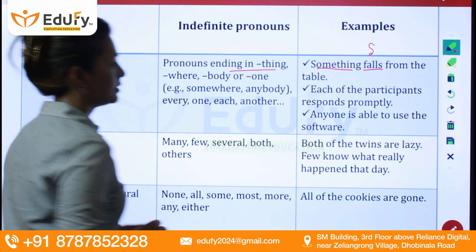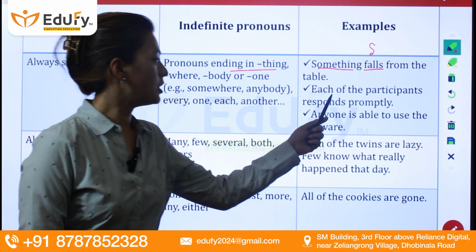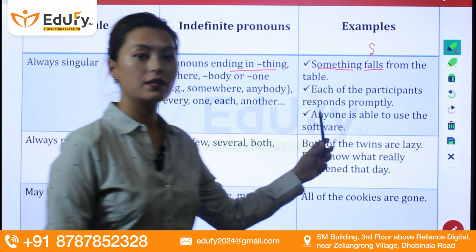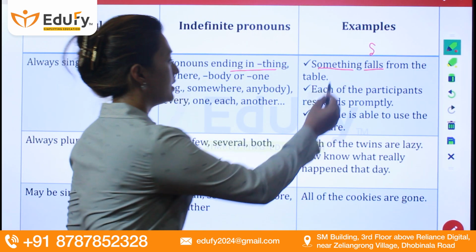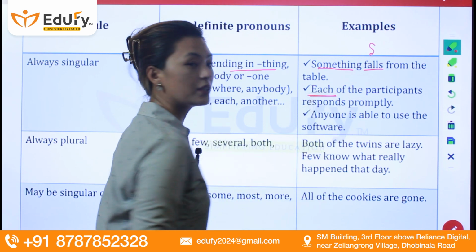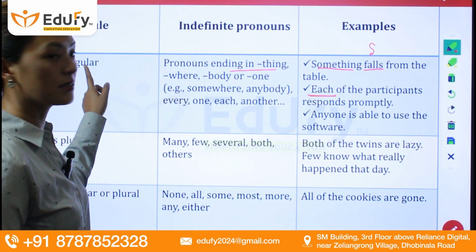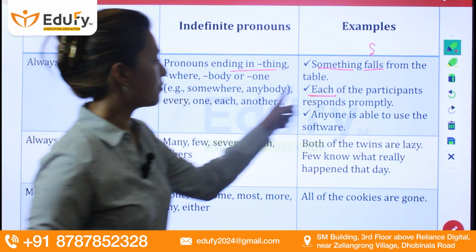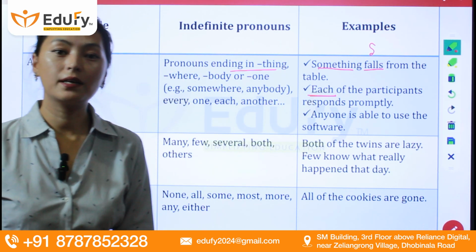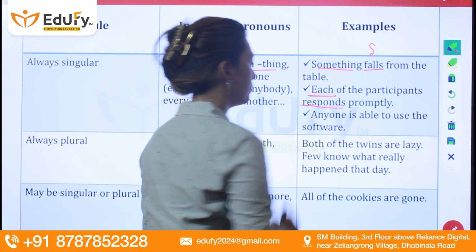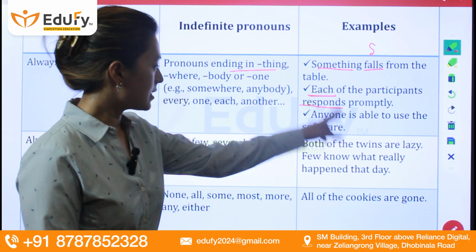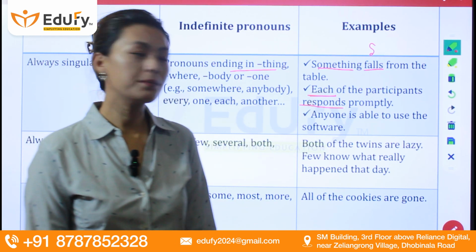Again, we have the second sentence. Each of the participants responds promptly. Now, again, we have each, which is under the pronouns that are considered singular. And therefore, what is the verb that I will use? A singular verb, responds. Second sentence, can you identify the verb in the sentence?